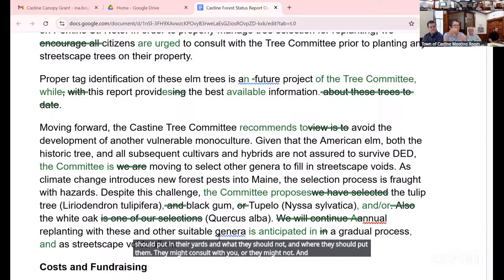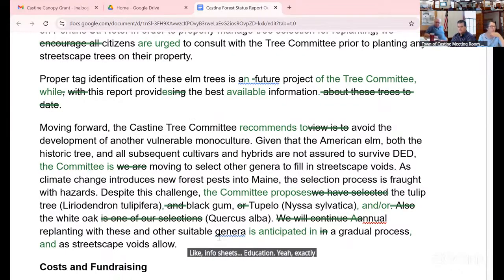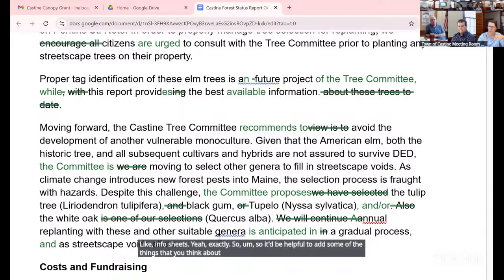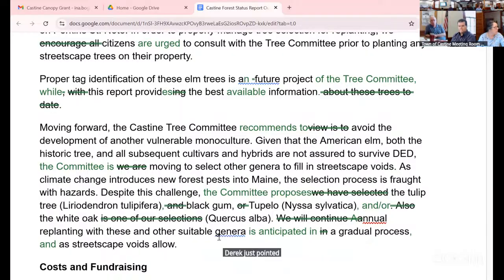And so laying some of this out a little bit more clearly, this is intended to be the basis of some very brief advocacy info sheets, the education part. Yeah, exactly. So it would be helpful to add some of the things that you think about, like what Derek just pointed out. Do you have some other comments or thoughts?